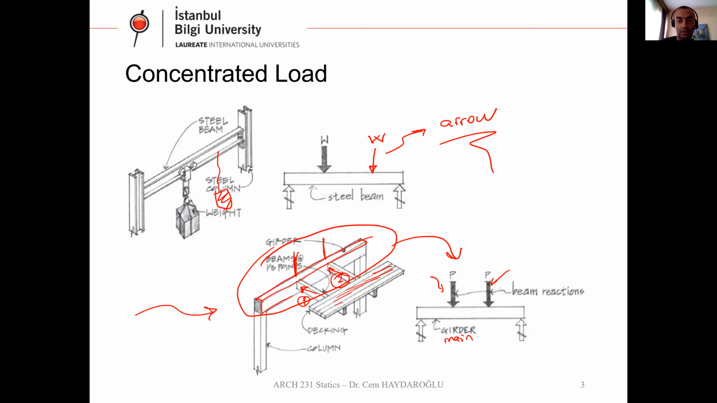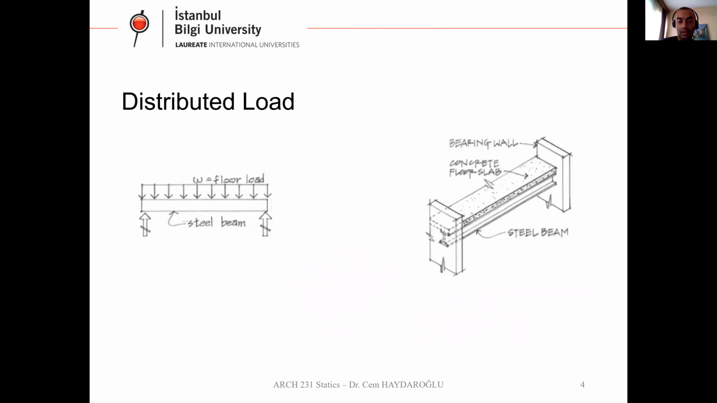Okay, this is a concentrated load. So here we have distributed load. Distributed load, as you can understand from the name of this loading, means there is a loading on the beam along a distance. It can be all along the beam, the total length of the beam, or this distributed load can be on a part of the beam. It's possible. I will show you some different examples.